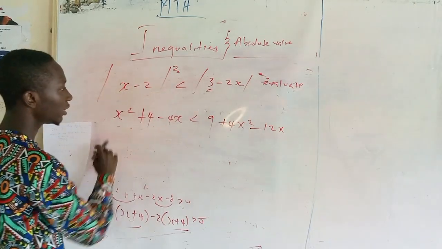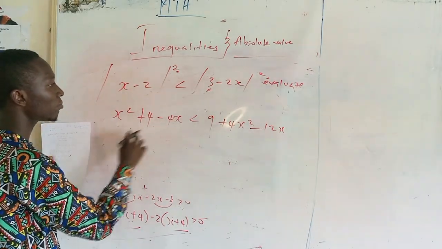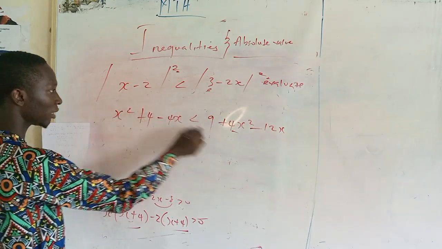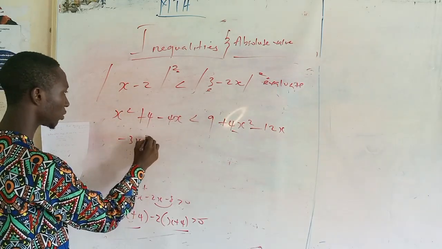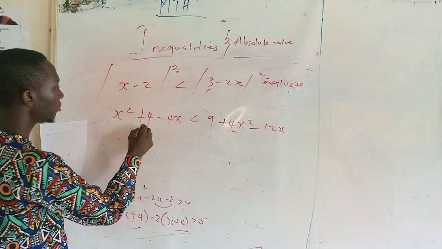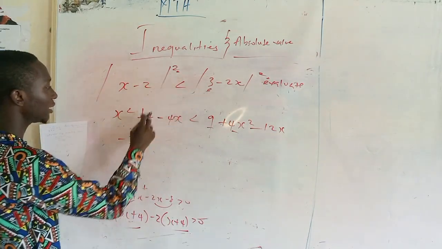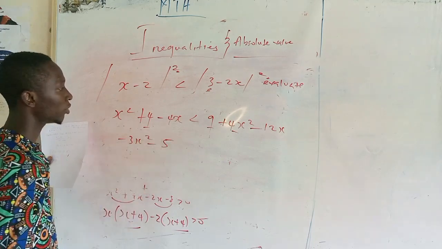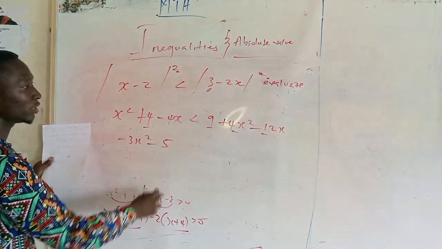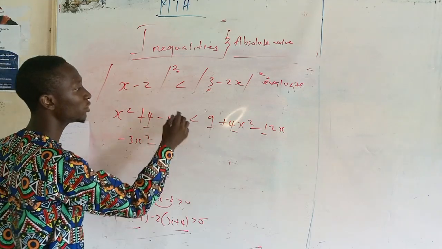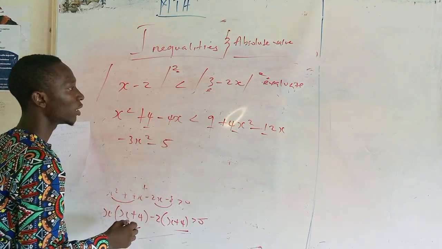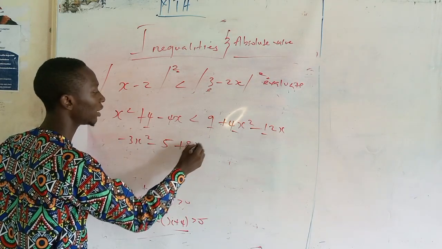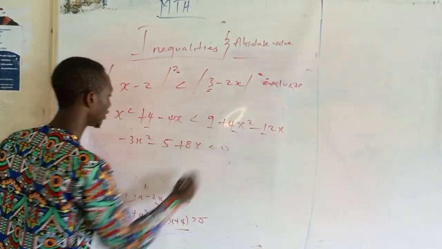So I collect my like terms. I'll bring everything here. So it becomes x squared minus 4x squared. If I bring this 4x squared here, x squared minus 4x squared becomes minus 3x squared. I'm done with that one. Let me do it for 4 and 9. You bring 9 here to be 4 minus 9, which becomes minus 5. I'm done with that. You bring this minus 12x here, it becomes plus 12x. So minus 4x plus 12x is plus 8x, less than 0.